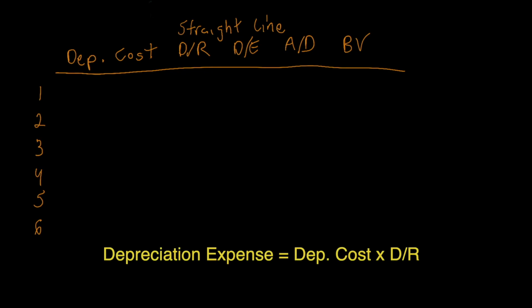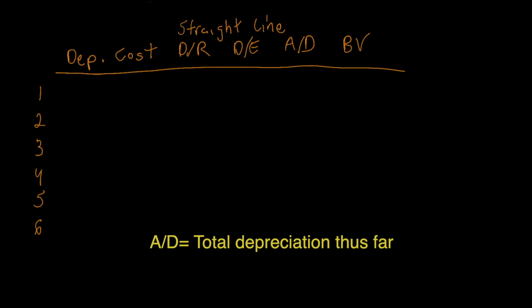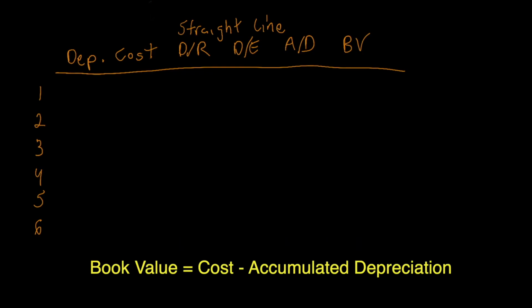The depreciation expense is going to give us the calculation for multiplying those two. And our accumulated depreciation will be the amount that accumulates throughout the life of the asset. Lastly, our book value column will represent our book value at the end of that year, which happens to always be cost minus accumulated depreciation. So let's rock and roll.